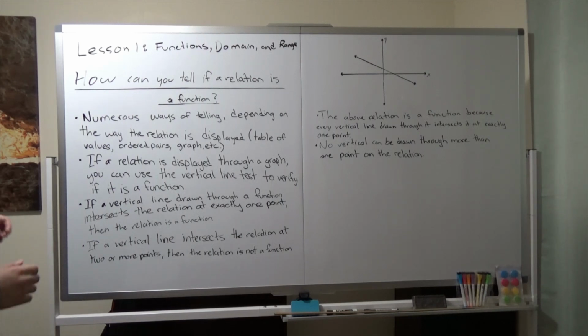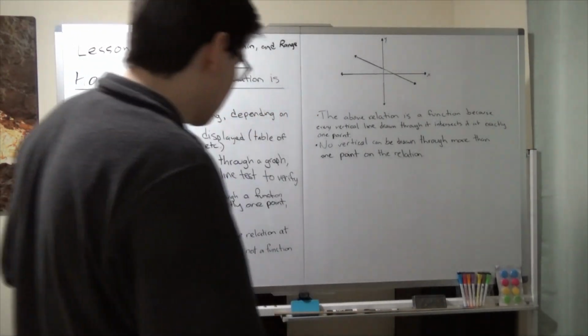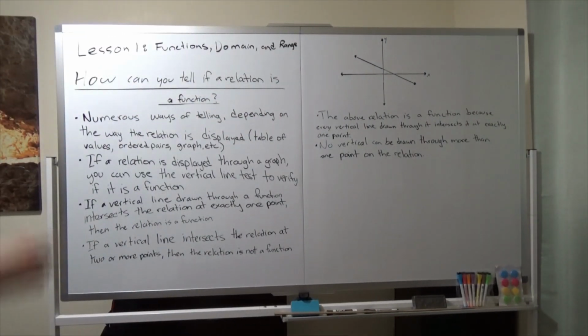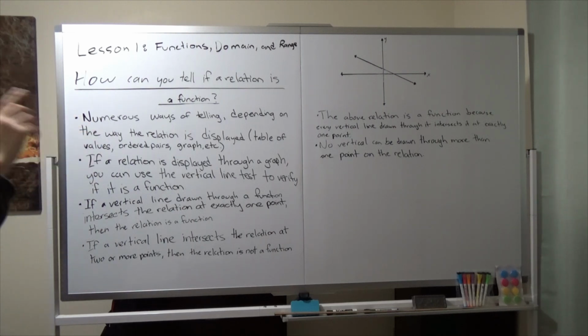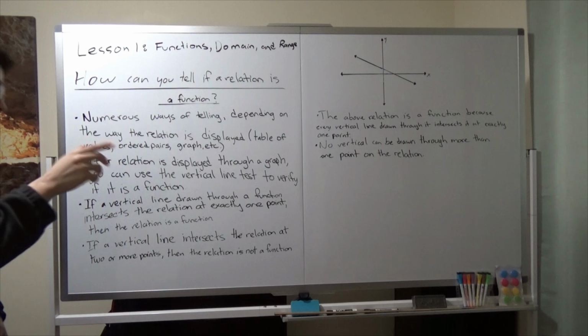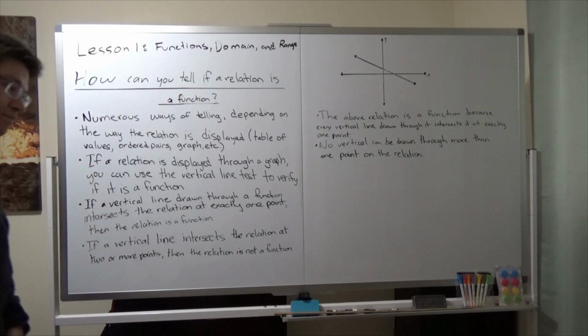Conversely, if a vertical line intersects the relation at two or more points, then the relation is not a function. So if it intersects the relation at one point only, it's a function. But if it intersects the relation at two or more points, the relation is not a function.